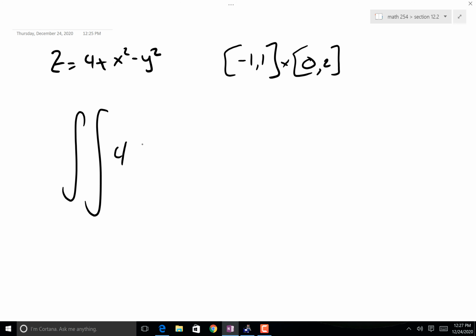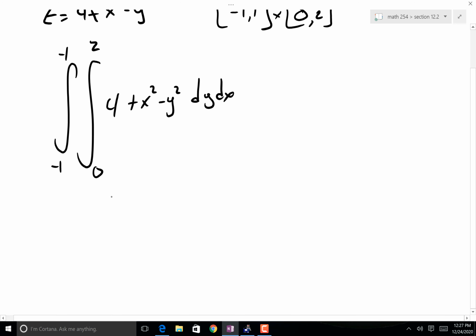So this one is easy to do by hand. This one literally is easy to do by hand, well, in theory. So I'm going to go ahead and do that. And I'm going to do dy dx, and the reason I'm going to do dy first is because it's got a 0 and a 2, okay? That'll help me get rid of a bunch of junk, okay? And so I don't want to fool with it as much. I could save it for last. You know, you do you. So that's going to be 4y plus x squared y minus y cubed over 3, 0 to 2.